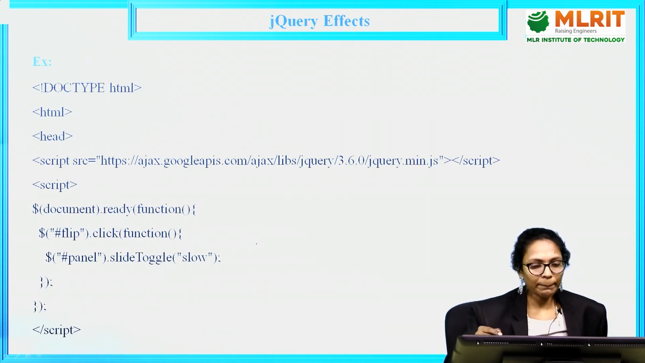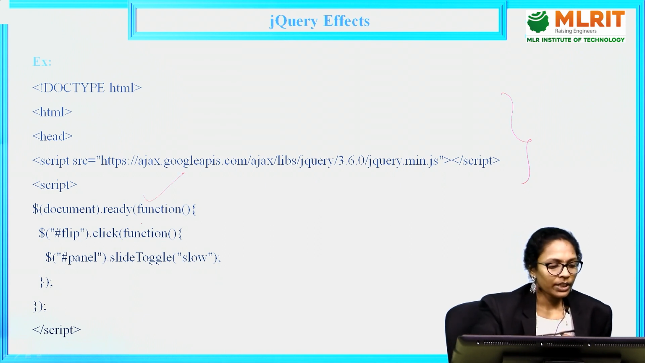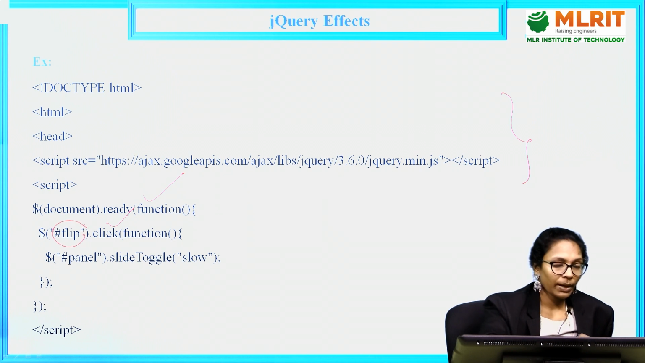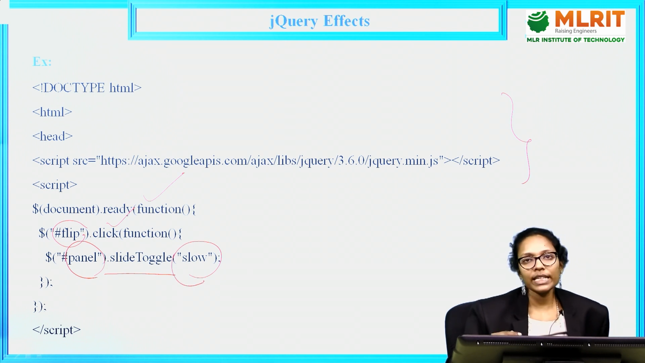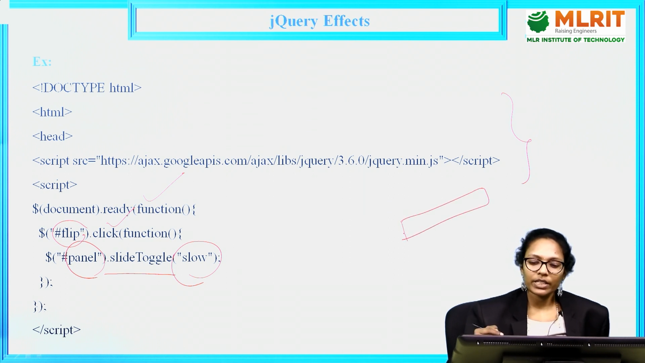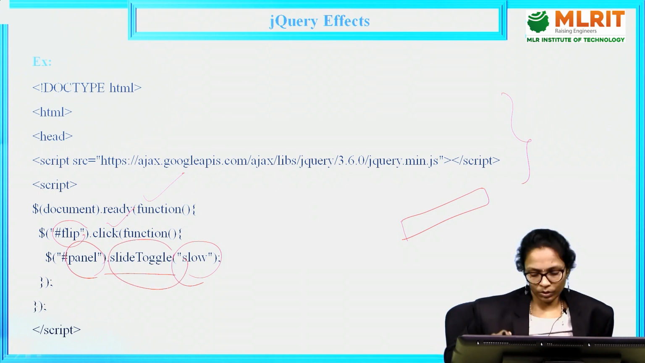In this example application, this script code is common for all jQuery applications. Whenever the document is ready and whenever you click on the first flip, first division, the second division should slide toggle slowly. Slide toggle in the sense I am not saying slide up or slide down. It depends whether the second one is displaying or not. If it is displaying, it will slide up. If it is not displaying, it will slide down. Both will be performed using the slide toggle function.